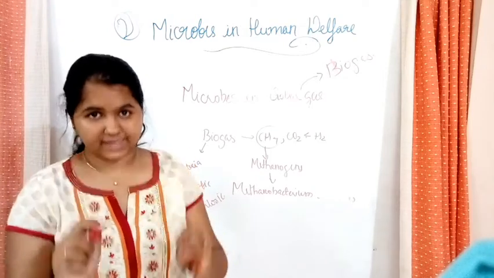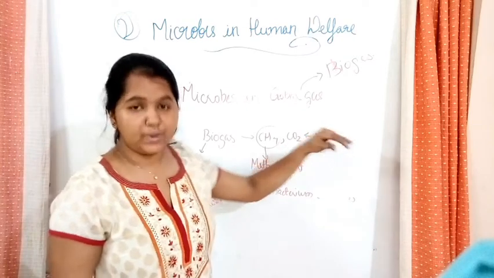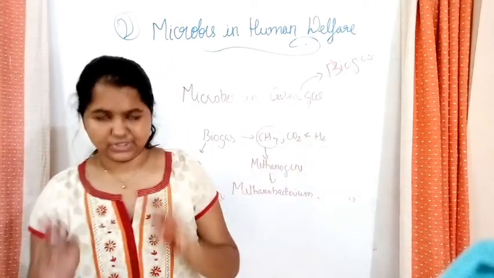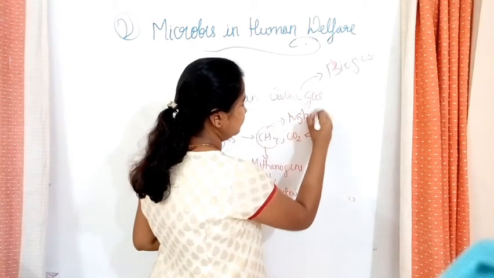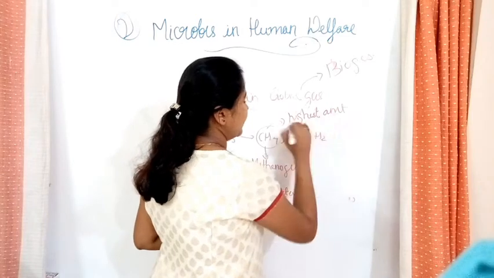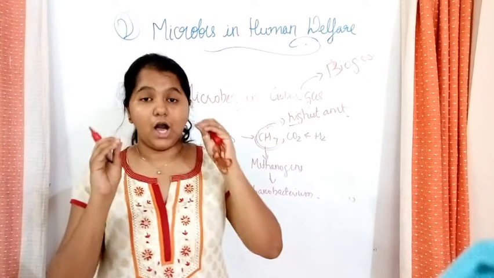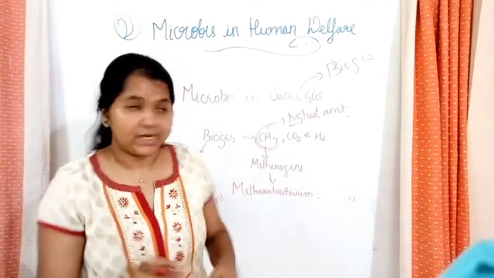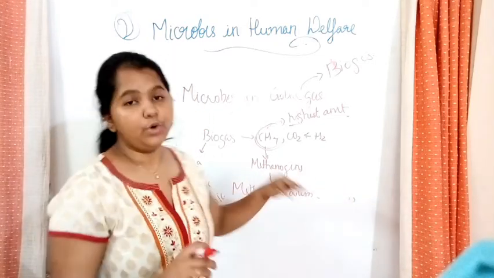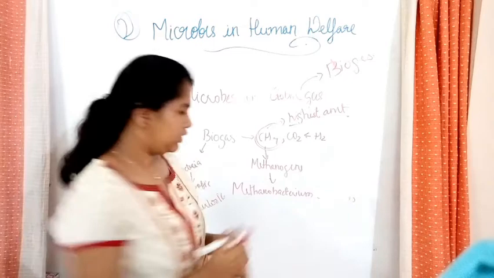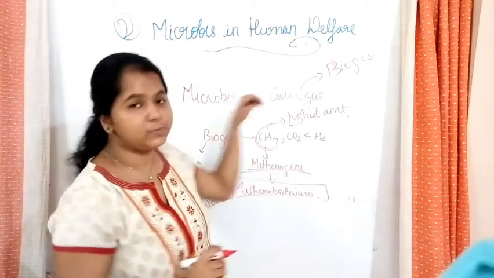What would these bacteria do? They would extensively produce CH4, CO2 and H2, that is methane, carbon dioxide and hydrogen gases. Actually CH4 is the highest amount. These CH4 producing bacteria are collectively called methanogens. An example of a methanogen is Methanobacterium. So that is about microbes in biogas.